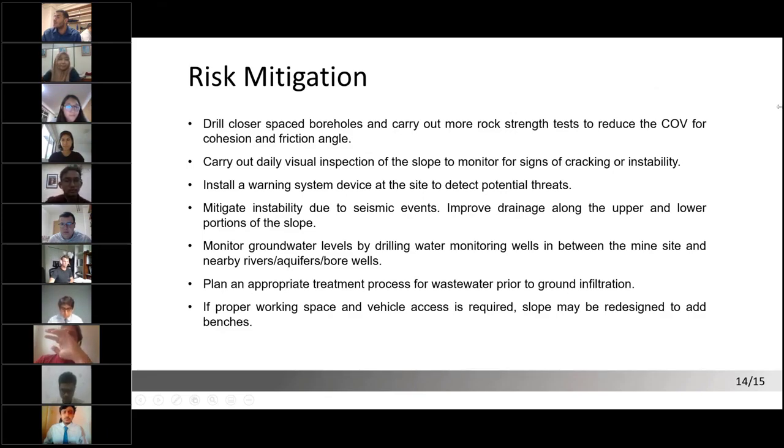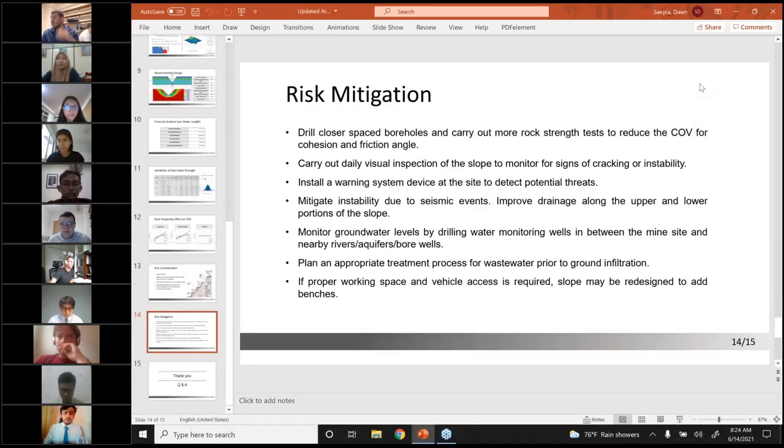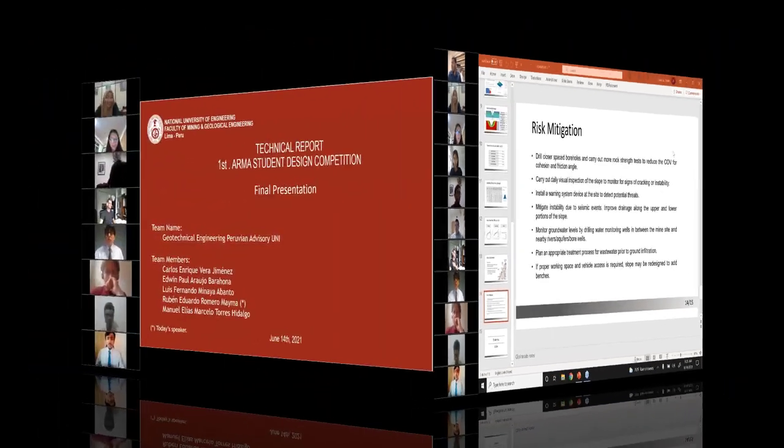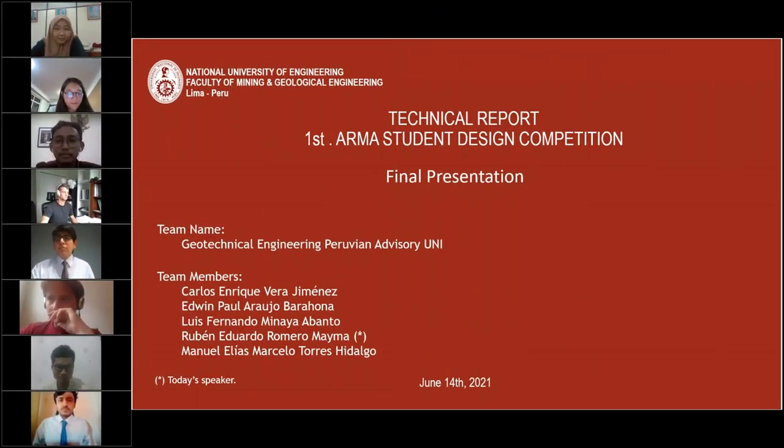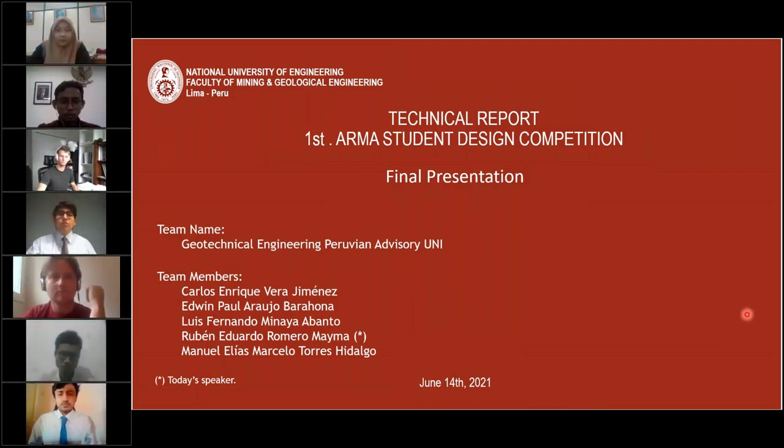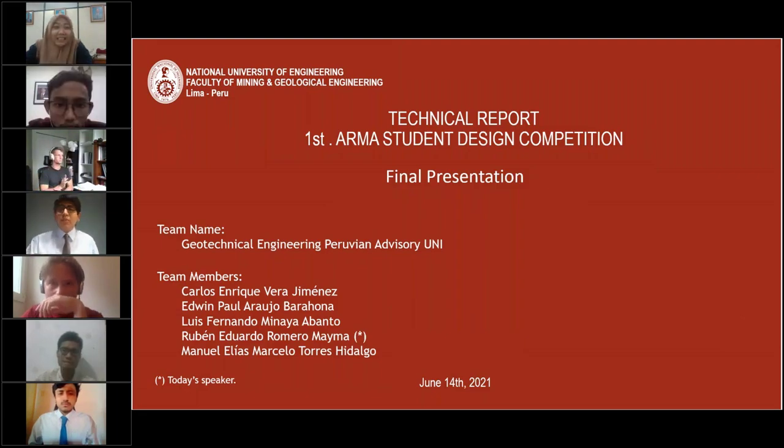So I would like to introduce the second team. We can start with the Geotechnical Engineering Peruvian Advisory from Universidad Nacional de Ingeniería. Welcome. Good morning, members of the jury, contestant colleagues, and general public. My name is Rubén Romero Maima, and I am in charge of representing the Geotechnical Engineering Peruvian Advisory UNI Peru team to explain our solution to the proposed problem.